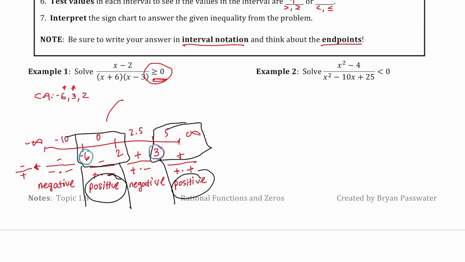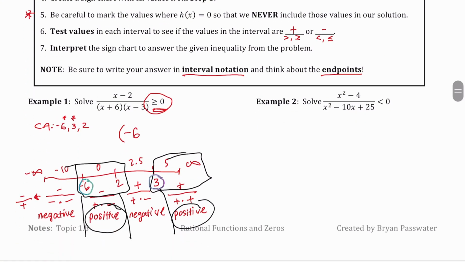So now I'm going to be writing it up here, our solution. We do not want to include -6. Usually with this sign right here, greater than or equal to, we want to include those values, but because it's a vertical asymptote, there is no x equal to -6. And then that goes to 2.